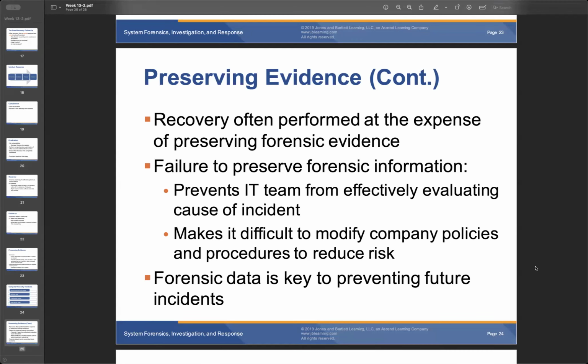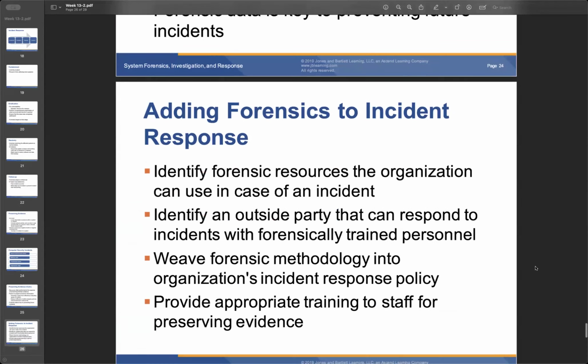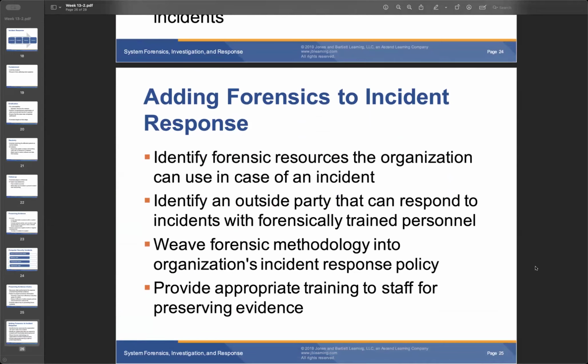It is most likely, when we study all this, a loop, a circle. Sometimes the cause leads to the next step, and then we go back to the beginning. So here it's actually the loop. Also, we can add forensics to the incident response. We can identify what forensic resources the organization can use. In case an incident really happens, how can we identify an outside party that can respond to the incident? Is there forensically trained personnel who can help, some outside party or other third parties?